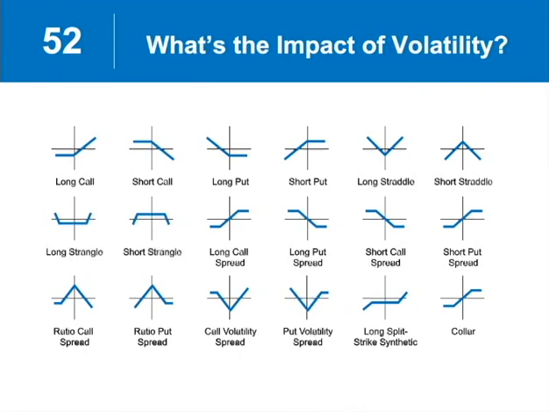And then the collar, for those of you who don't know, is long the underlying, short an out of the money call, and long an out of the money put. Tends to be close to vega neutral.